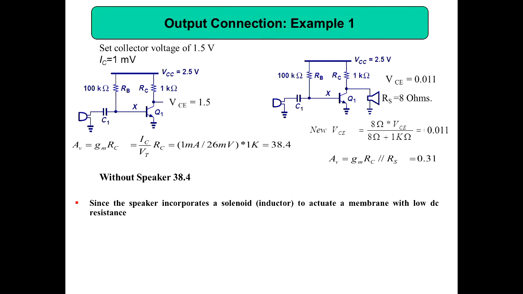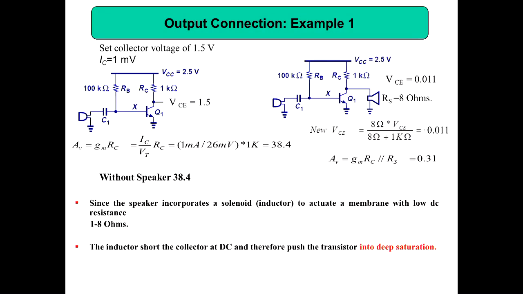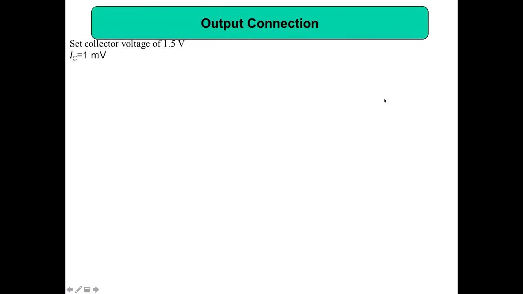Since the speaker incorporates a solenoid, I told you there's a coil, an inductor inside, to actuate a membrane with a low DC resistance, and only then do you get the sound. That is the reason your impedance is small, around 1 to 8 ohms. The inductor shorts the collector at DC and therefore pushes the transistor into deep saturation. That's what is happening.